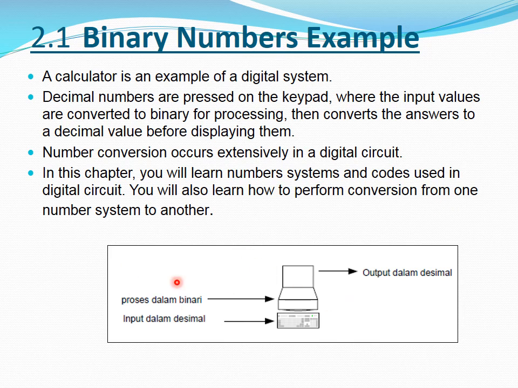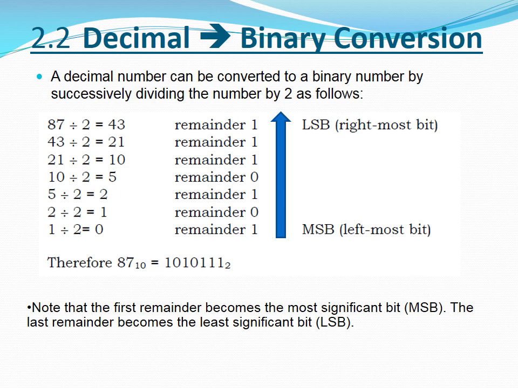This is the calculator. The input is decimal, the process is binary, and the output is decimal. The output is called the screen, and the process is called the binary system. Inside you can build it, and the input is called the number.